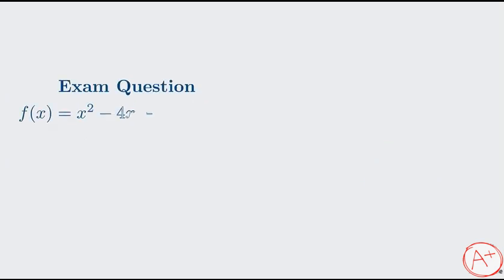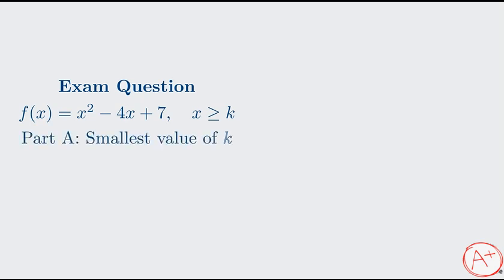Let's apply these concepts to a typical Cambridge 9709 style question. The function f is defined by f of x equals x squared minus 4x plus 7 for the domain x is greater than or equal to k. Part A asks for the smallest value of k for which f has an inverse.